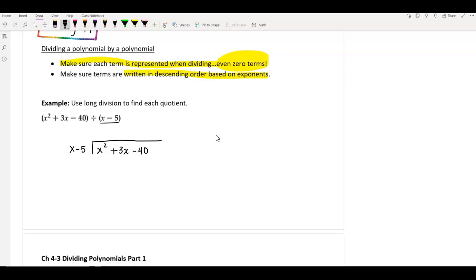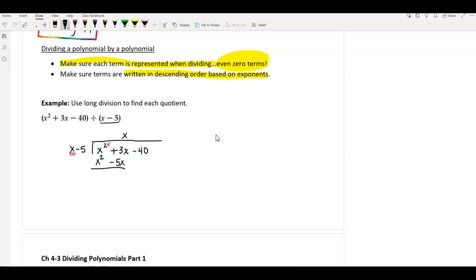All right, now we have to figure out what we need to multiply this x by to get x squared. Well, in this case, what times x equals x squared? It's x. So we're going to put an x right over our x column. Now, what is x times x? X squared. And now we do x times negative 5, which is minus 5x.